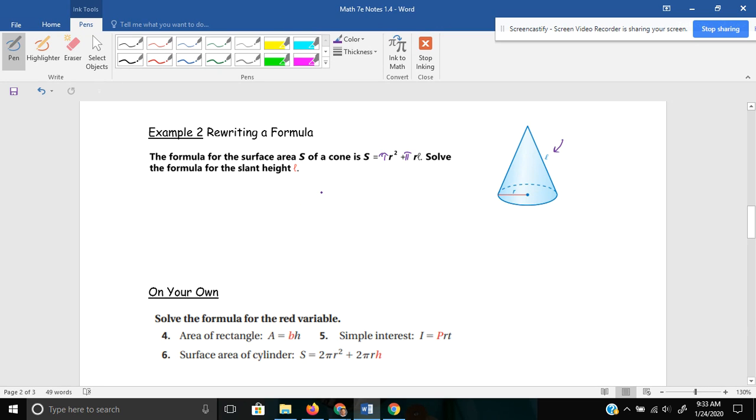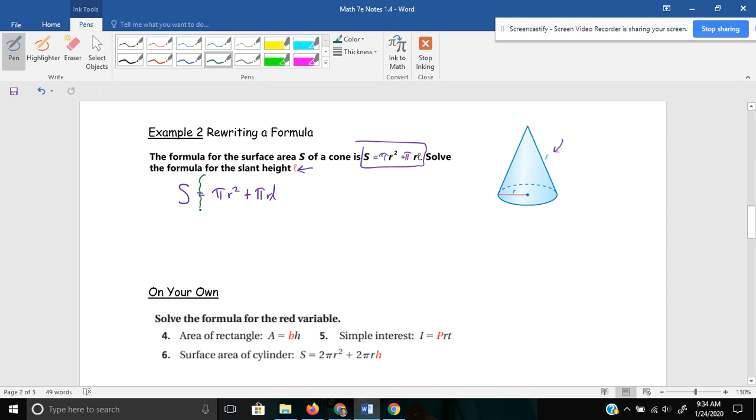Right now, our formula is solved for surface area. So it's S equals pi r squared plus pi radius times length. That's just this right here. I'm just rewriting it. And it wants me to rearrange this formula so that I'm solving for the slant height, or L, which is right here at the end of my equation. Okay. Whew. Going to be a little work here. Let's try to keep everything straight.